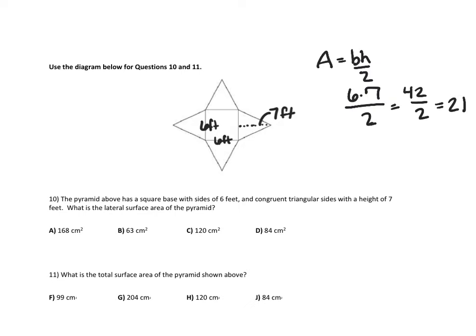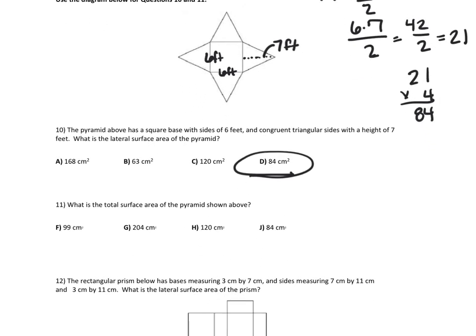If you understand that the 4 triangles turn into 2 rectangles, then you could have done it a little bit differently. But 21 times 4 is 84. So 84 centimeters squared is the lateral surface area, okay?